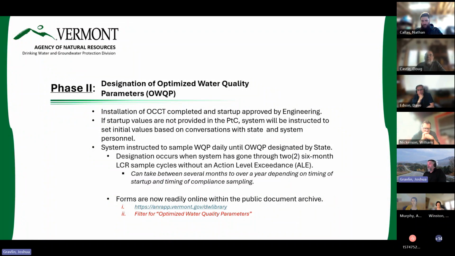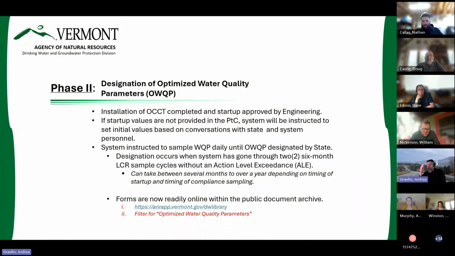Designation of those parameters occurs when a system has gone through two 6-month LCR sampling cycles without an action level exceedance, typically. That can take anywhere between several months to over a year, depending on the timing of the startup and the timing of compliance sampling. As an example, there are two sampling periods provided within the rule: January 1 through June 30, and July 1 through December 31, for the purposes of water quality parameters. This is the 6-month sample cycle.